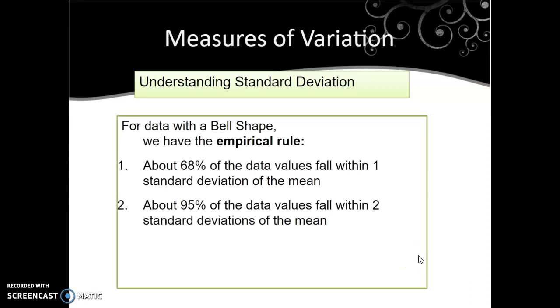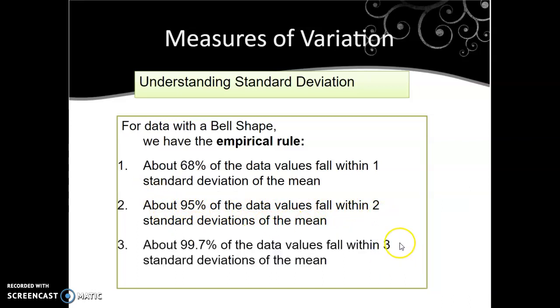Another way to say this is, for a bell-shaped data set, we have what we call an empirical rule. So this is just really cool. About 68% of all the data will fall within 1 standard deviation from the mean for bell-shaped data. 95% falls within 2 standard deviations from the mean. That's what we just looked at. And 99.7% of the data will fall within 3 standard deviations of the mean.